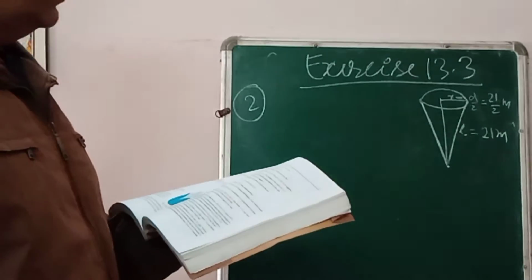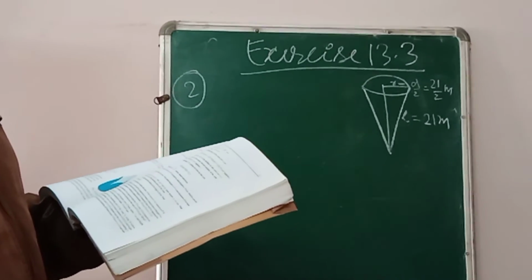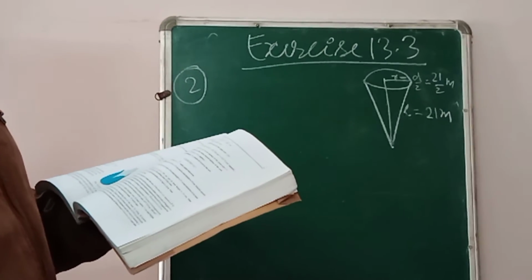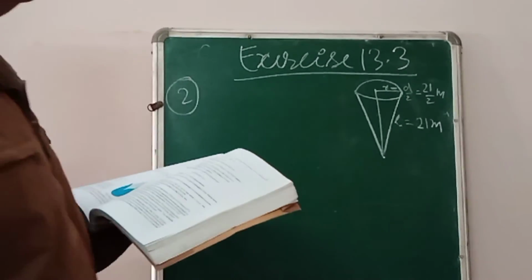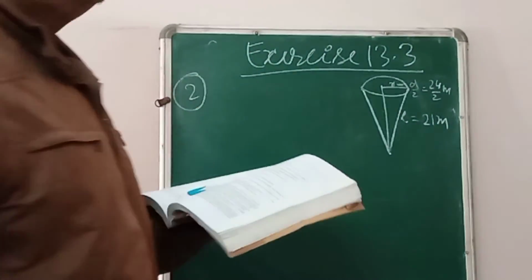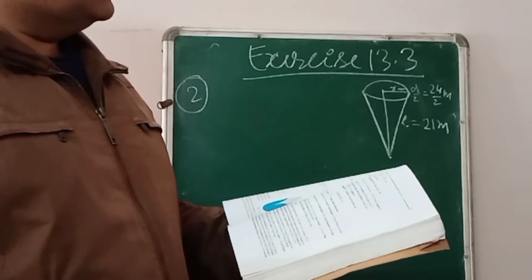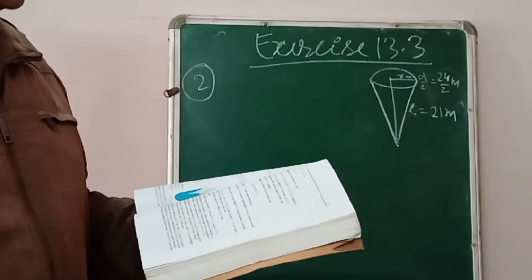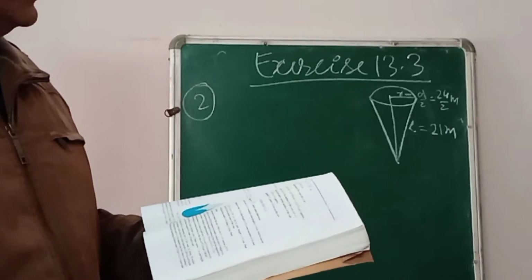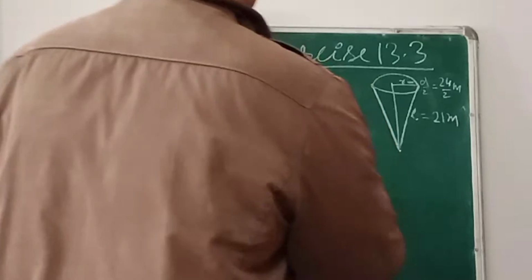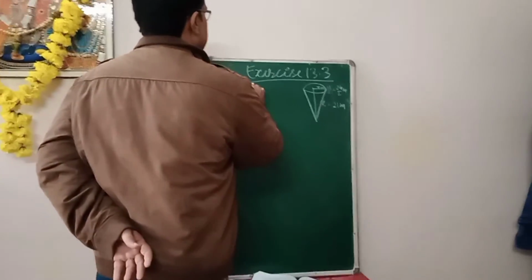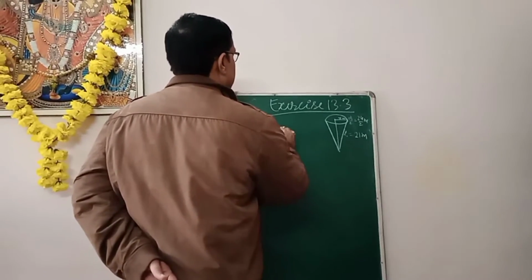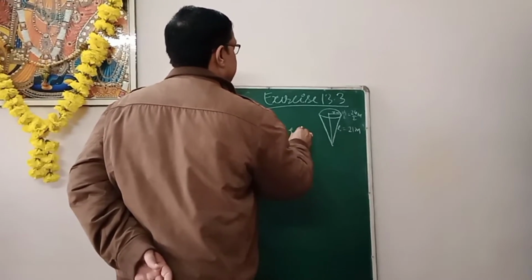Okay, diameter is 24. So this is 24 upon 2. Diameter of its base is 24 meter. So radius is 24 upon 2. Now, what is to be found out? Total surface area. What is TSA? We know TSA is pi r into L plus r.